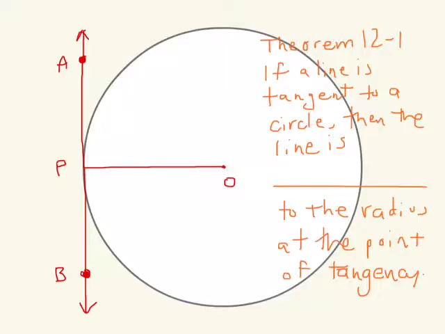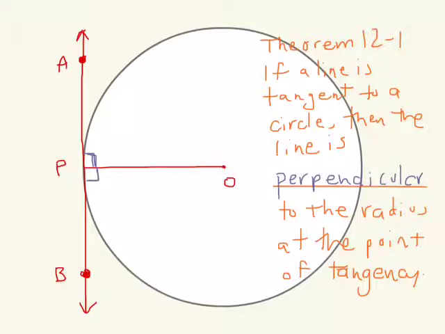Let's move on. Okay, let's look at the first theorem of this section. What this theorem says, if a line is tangent to a circle, so we know that here's a circle and here's a line, then the line is blank to the radius at the point of tangency. And the answer here is that the line is perpendicular, meaning it forms a right angle at the point. Each side you could call.